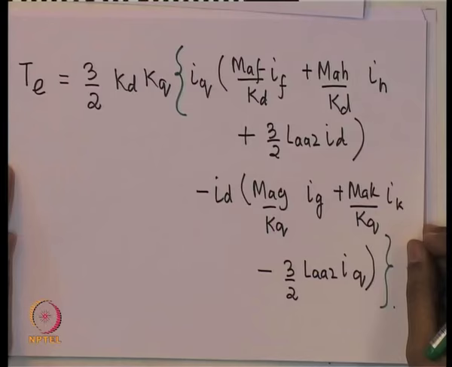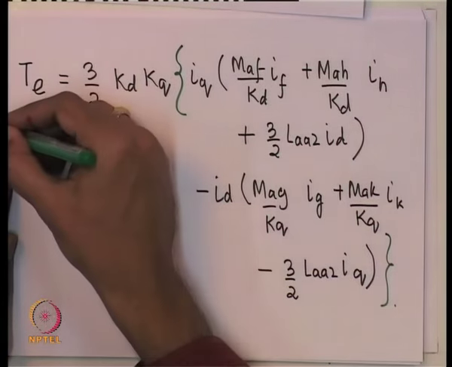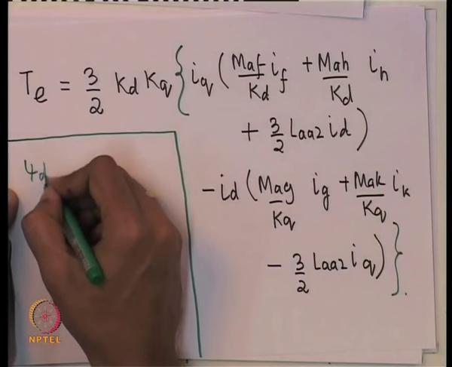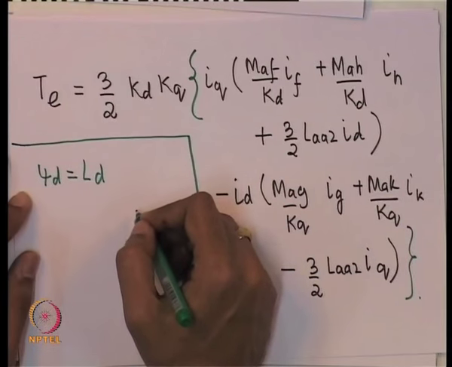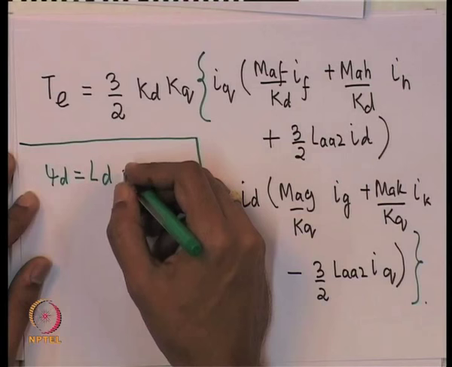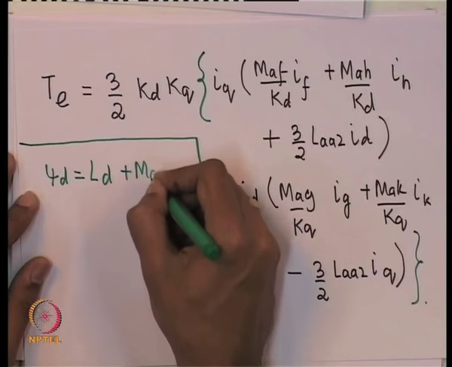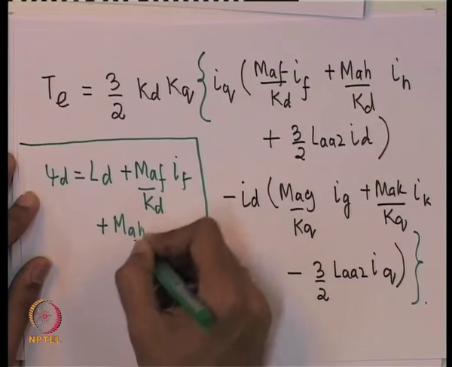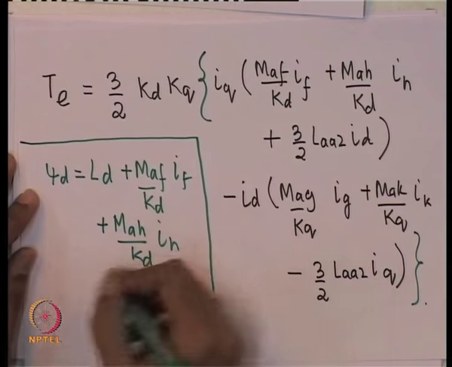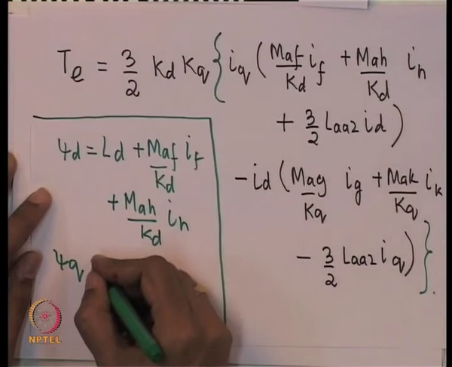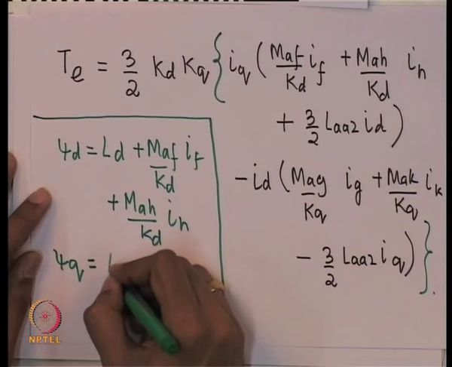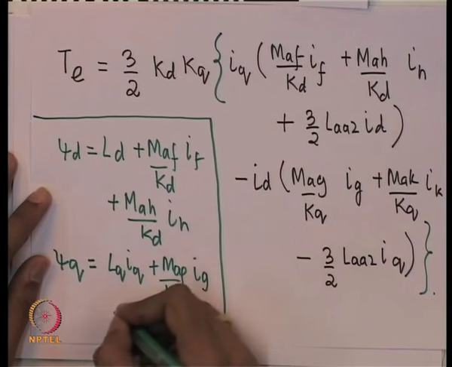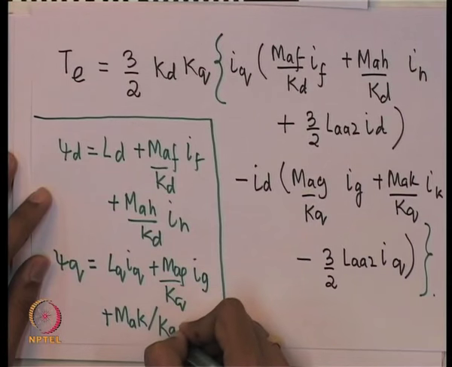Okay. But we know that, so I will just partition this here. We know that psi d is nothing but L d I d. This comes out from the flux equation. Psi d is equal to L d I d plus m a f I f by k d plus m a h by k d I h, and of course psi q is nothing but L q I q plus m a g by k q I g plus m a k by k q I k.